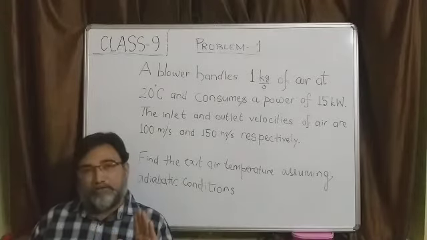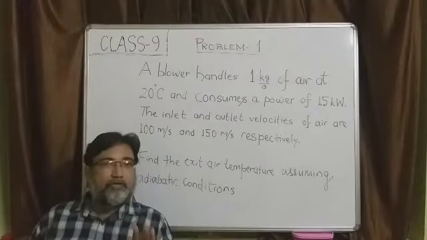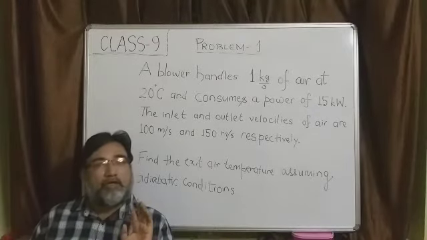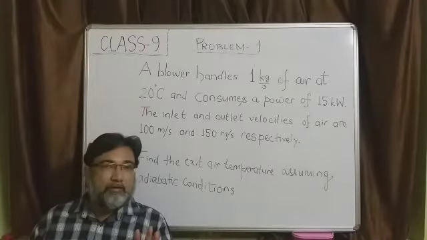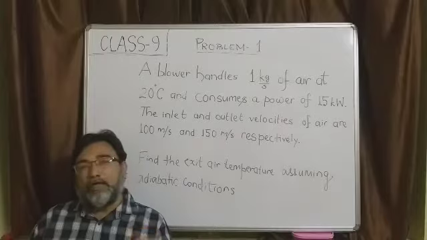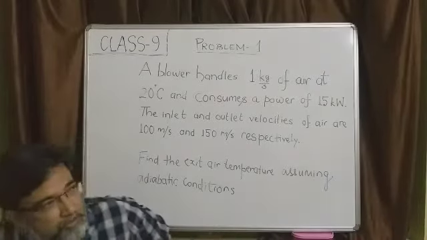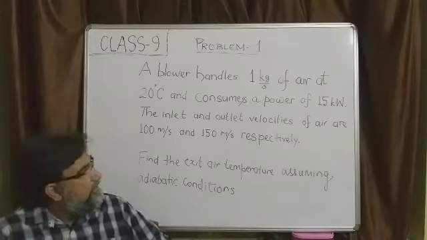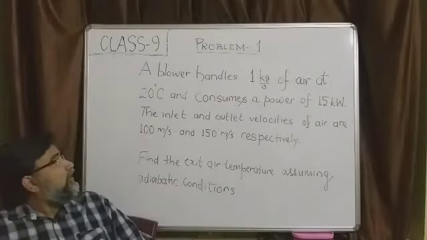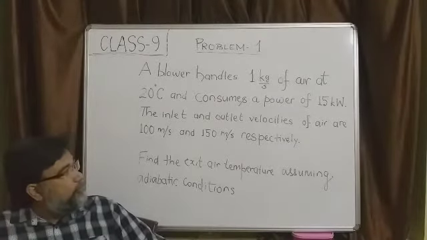And I repeat that in this exercise you have to take care of the units, you have to take care of certain assumptions which you have to make and mention, and then you have to find out the unknown quantity that is lying in the equation. So look at this problem. The problem reads like this: a blower handles 1 kg of air per second at 20 degrees centigrade and consumes a power of 15 kilowatt.